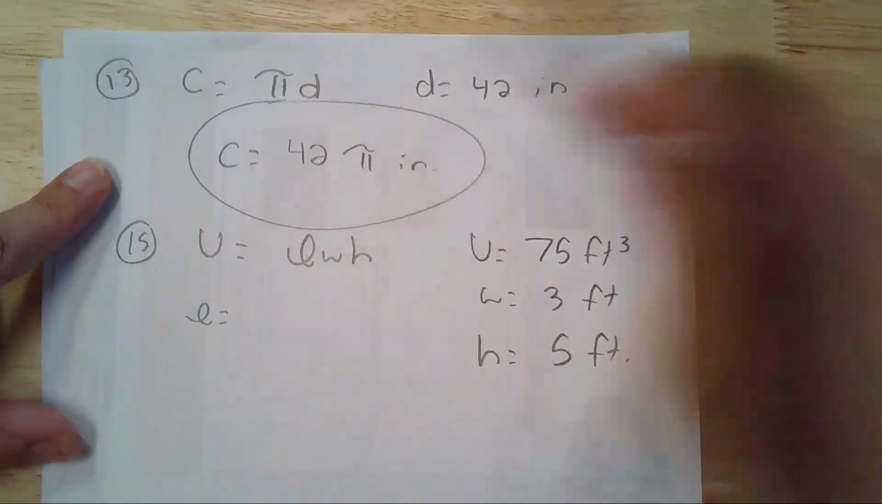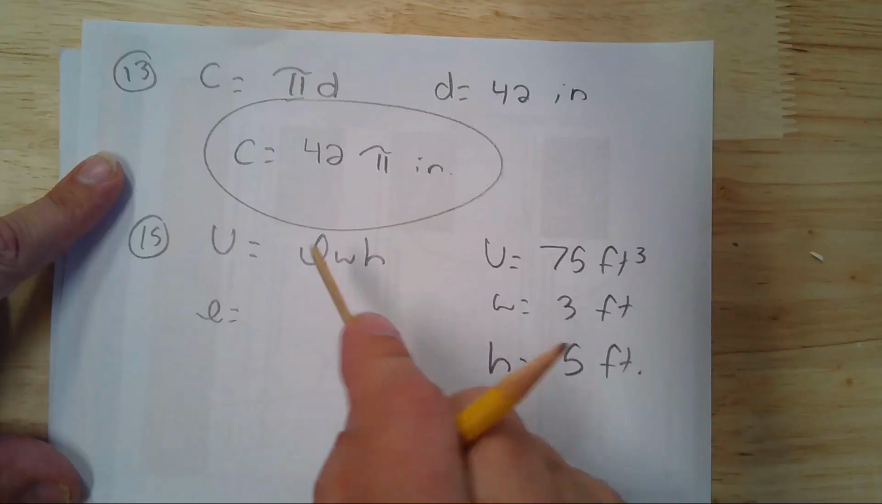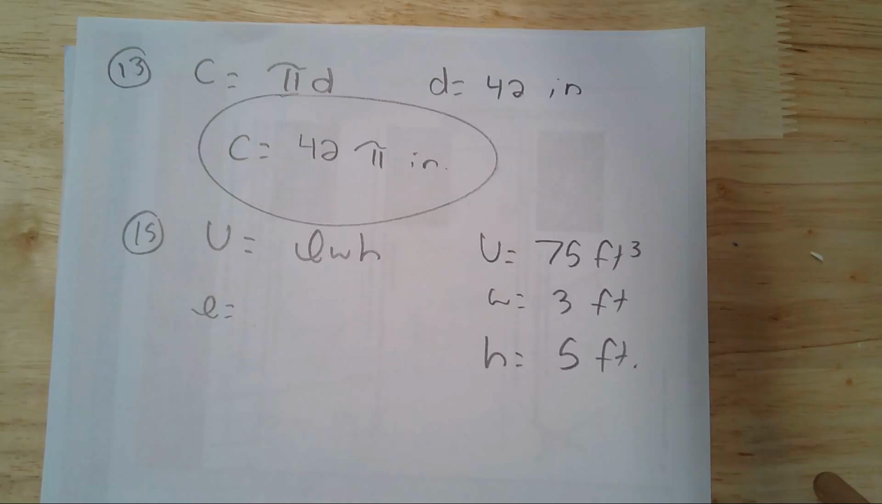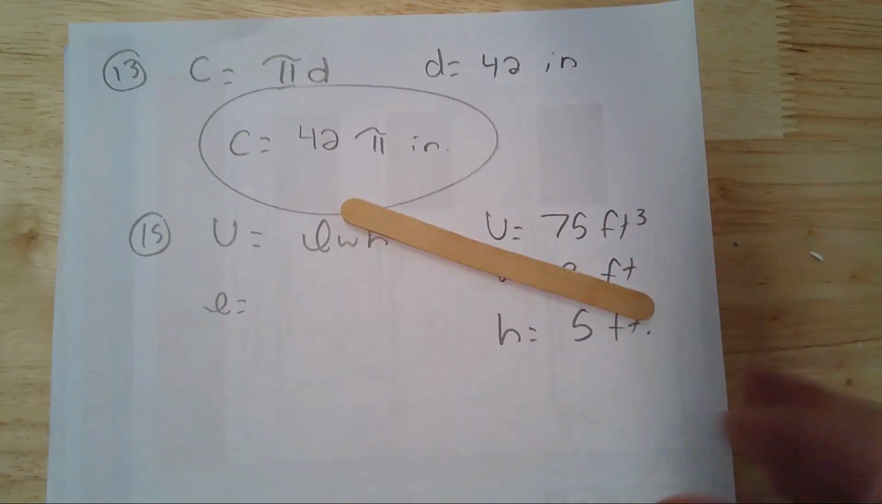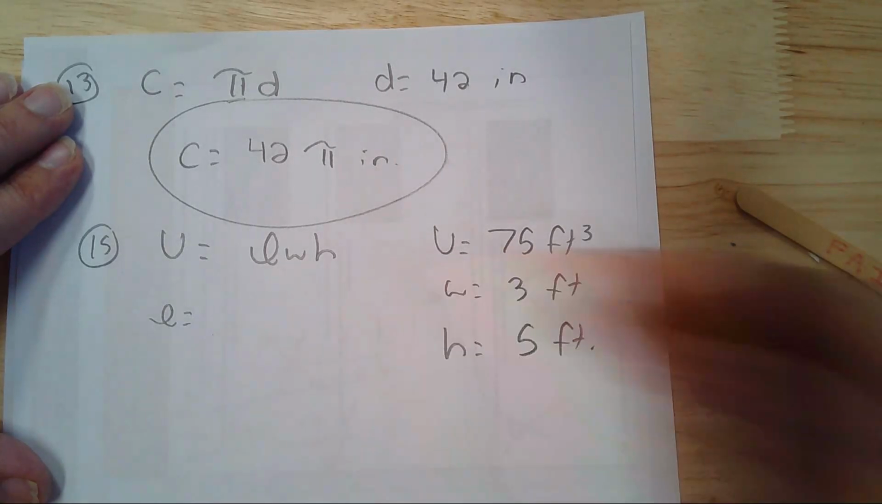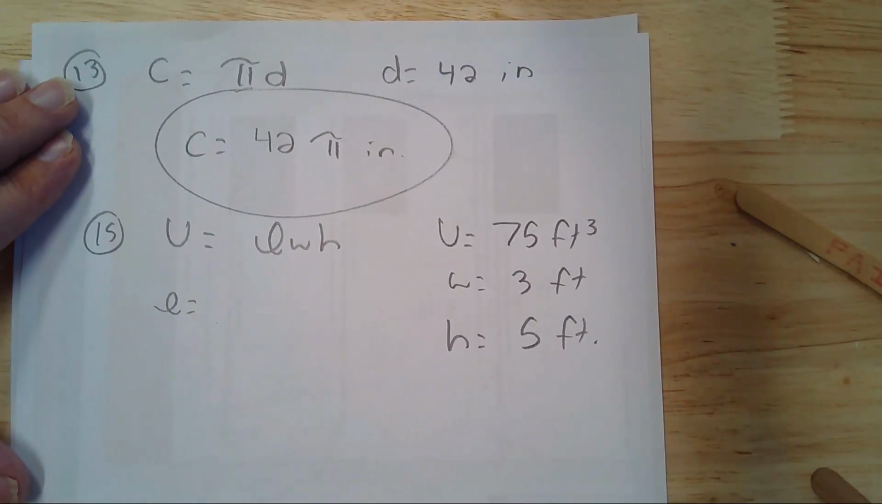I said to do two things. Rewrite the equation in terms of the variable you're solving for, which is L, and then solve it for L. Faith. 75. No, rewrite the equation in terms of L first, then solve.